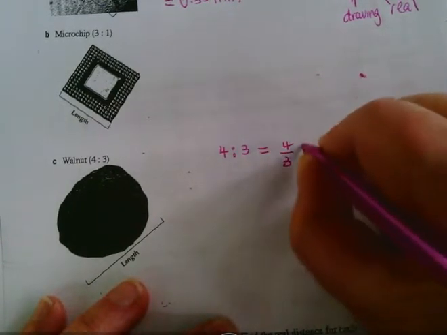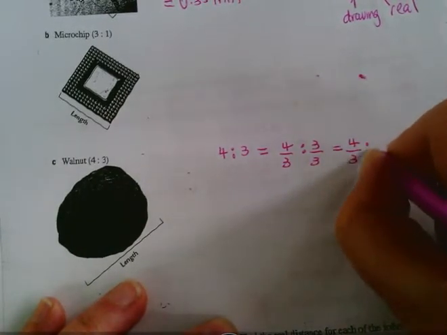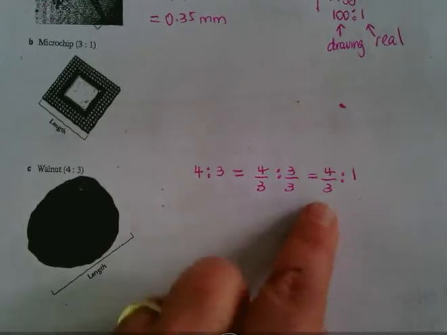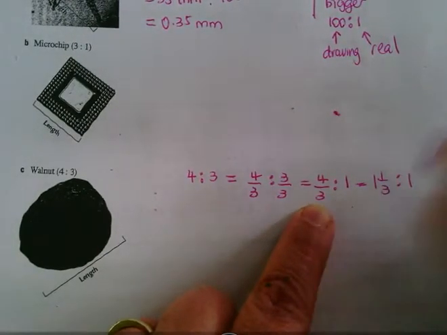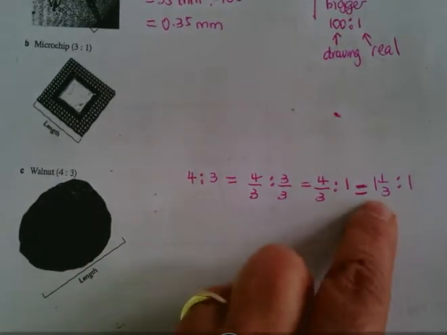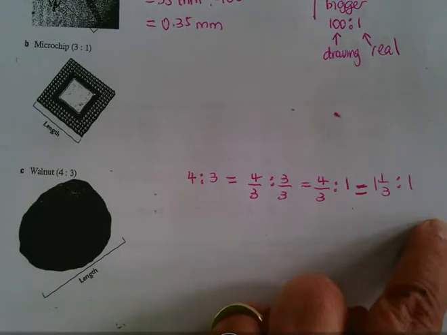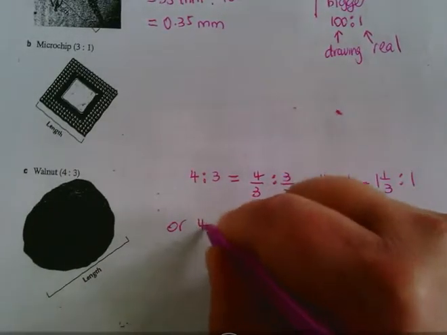So 4 over 3, 3 over 3, which is 4 over 3 is to 1. That is telling me that the drawing is 1 1/3. So the drawing, that's an equal sign, the drawing is 1 1/3 times bigger than the real thing. Do you get it? Or I could have done this.